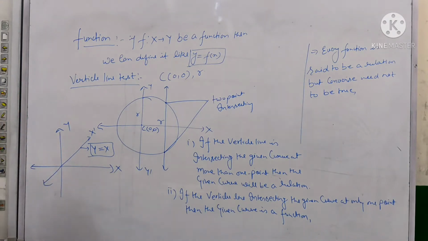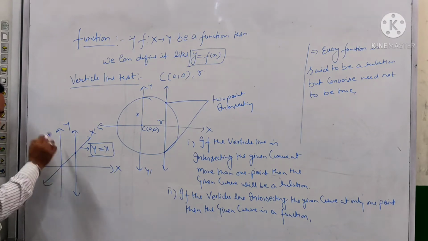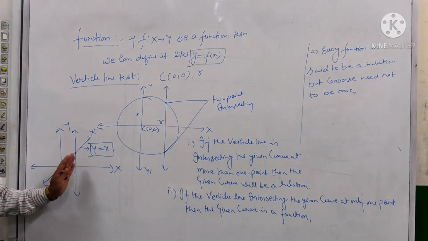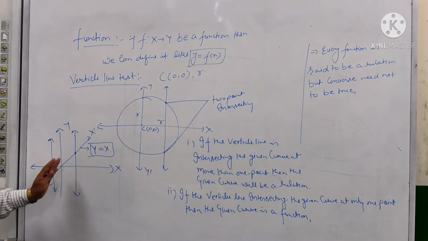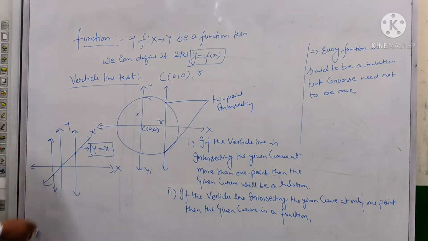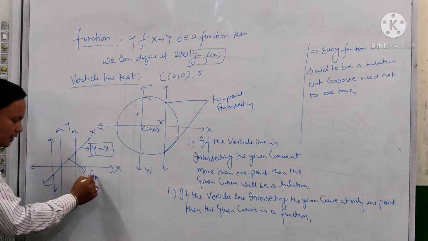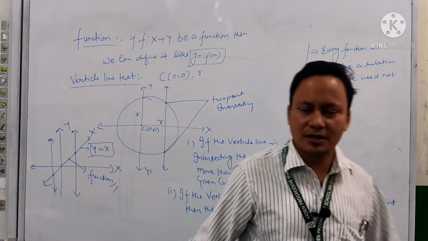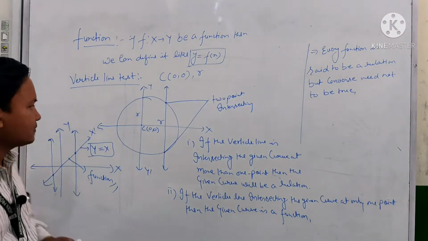Now you can check if you are drawing any vertical line parallel to the y-axis, then the line intersects this curve at only one point. You can draw the vertical line either in the positive direction of the x-axis or in the negative direction of the x-axis, choice is yours. But you have to draw only one vertical line. Then you can check the vertical line is intersecting the given curve at only one point. So this curve will be a function, and this is the identity function. Okay, so this is the vertical line test by which we can conclude whether a given curve is a function or a relation. So now our next topic is types of function.